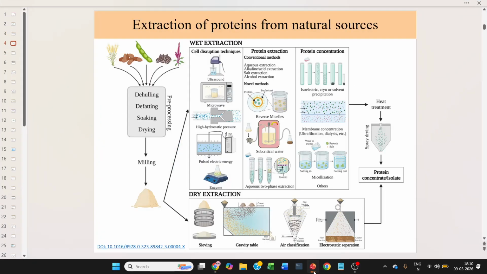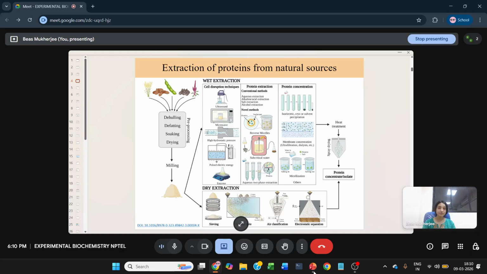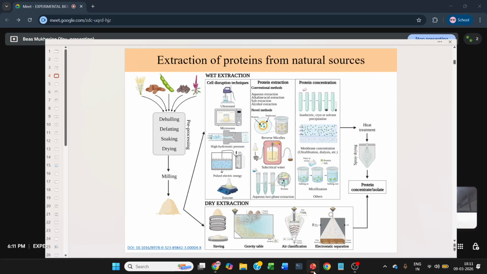Okay, right. So now this particular figure is taken from a book chapter in which they are talking about extraction of proteins from natural sources in a lot of detail. So I have provided the DOI, or digital object identifier, of that particular paper in the slide, at the left bottom corner of the slide. So you can refer to this paper, and what we are seeing here is described in the next slide. So we will look at that quickly.